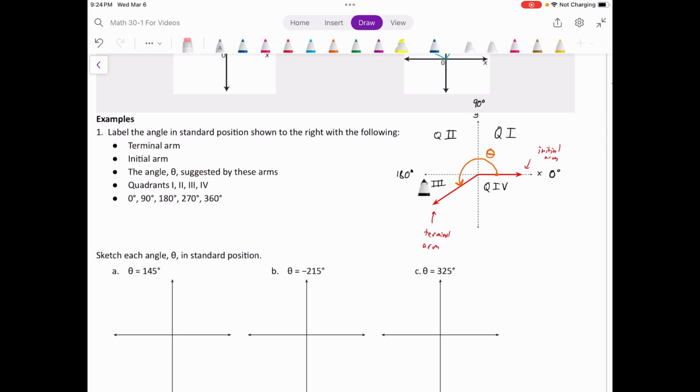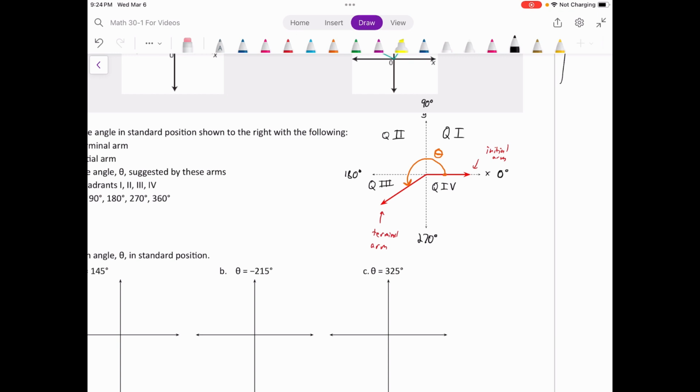Keep going another 90 to get to the negative y-axis here. Another 90, well, 180 plus 90, we've now gone 270. And if we keep going another 90, we've gotten to 360. We've done a full circle, right? If you do a 360, that means you've done a full spin.